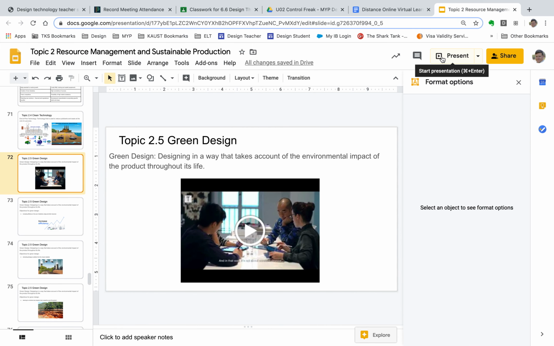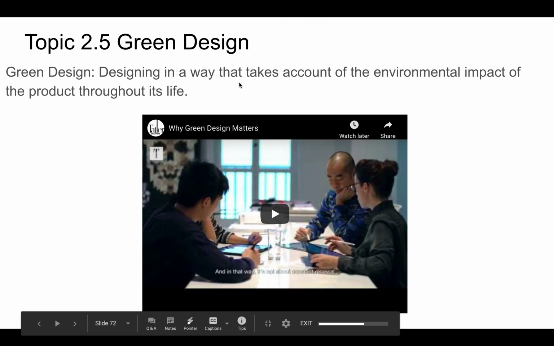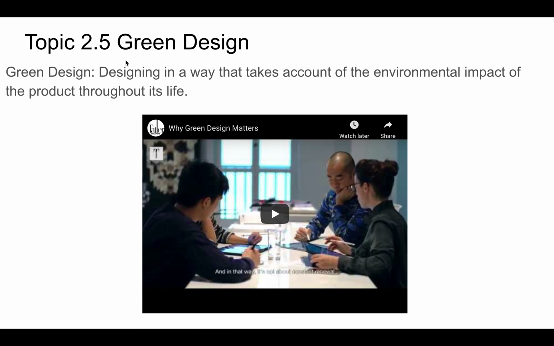Okay, welcome to the next exciting installment of resource management, and this is green design. Just this is the definition from the glossary of terms. So, we're looking at designing that takes into account the environmental impact and product throughout its life. Okay, it's actually very similar to some other topics that we've covered in the past.